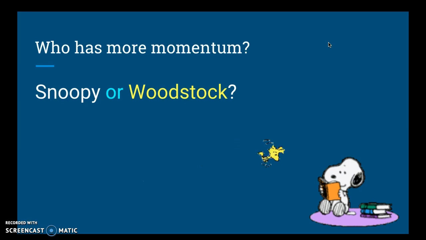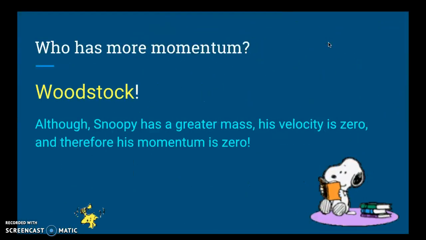Who has more momentum in this example? Snoopy, who's reading his book, or Woodstock? In this case, it is Woodstock. Although Snoopy has a bigger mass, a greater mass, his velocity is 0, therefore his momentum is 0. Whereas Woodstock, although he has a little mass, is moving quite rapidly across your screen.